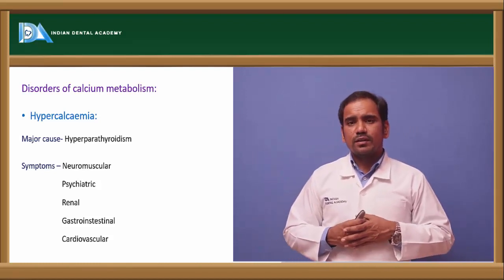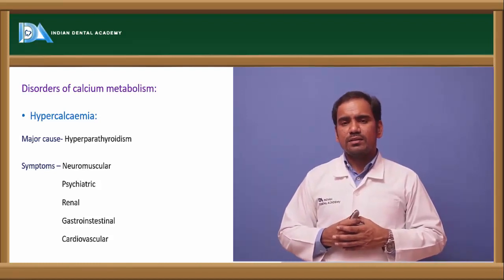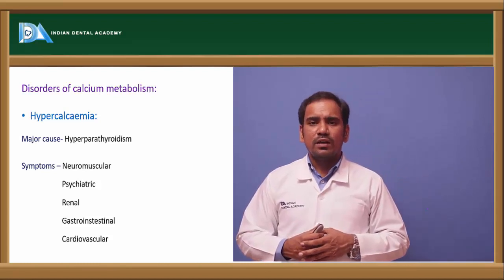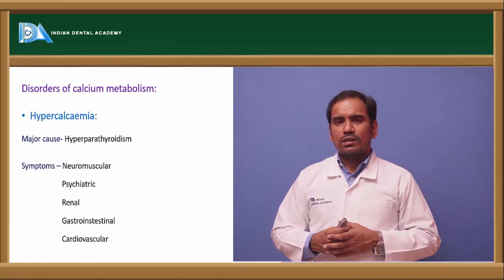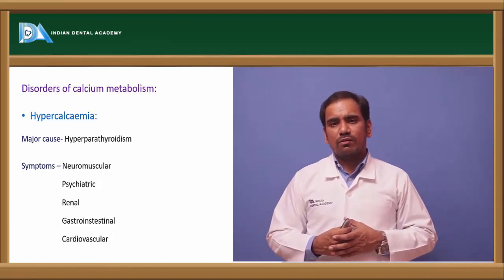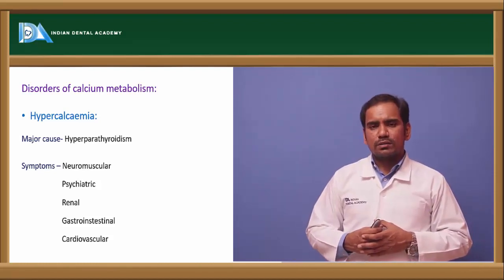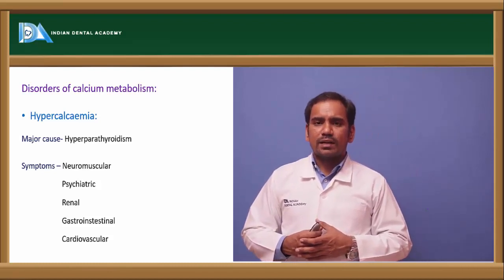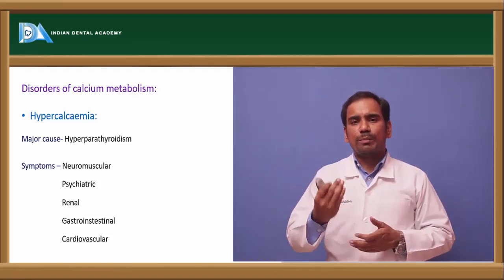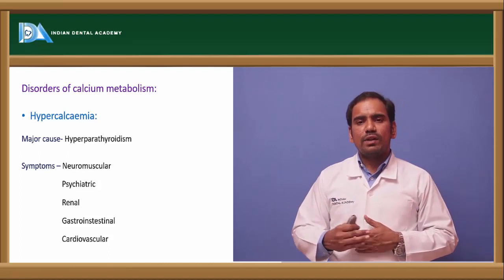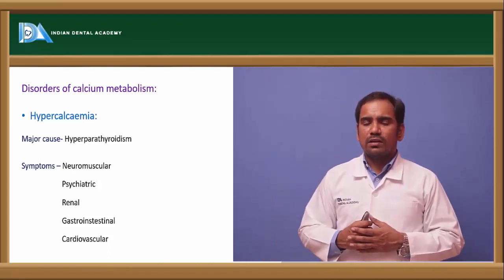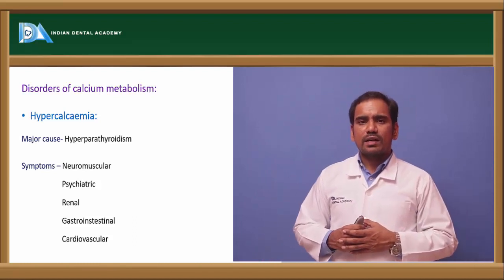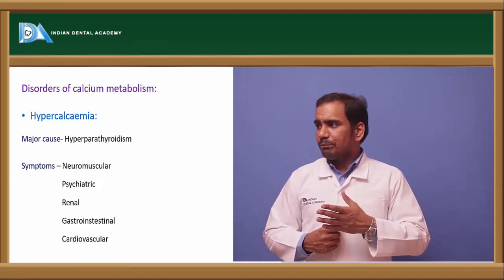Coming to disorders, hypercalcemia means there is increased calcium level in the blood, that is more than 11 milligrams per deciliter. So what causes the increased calcium level? Hyperparathyroidism. Whenever the activity of the parathyroid gland is more, more PTH is secreted, and that influences the calcium level in such a way that it increases the blood calcium level. That is the effect of parathyroid hormone on the calcium level.